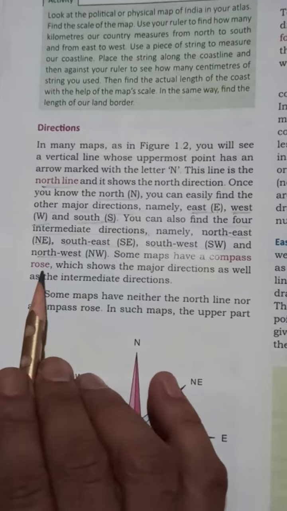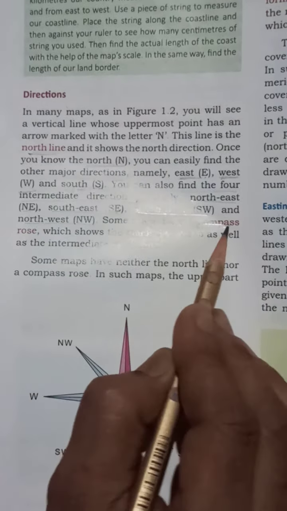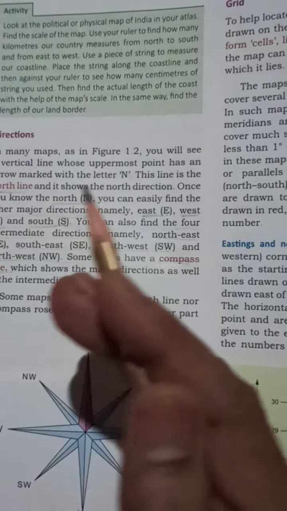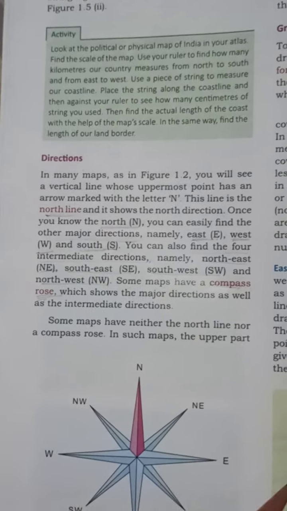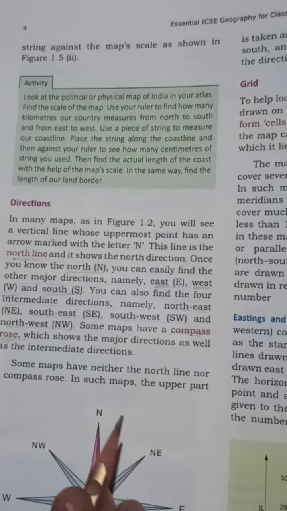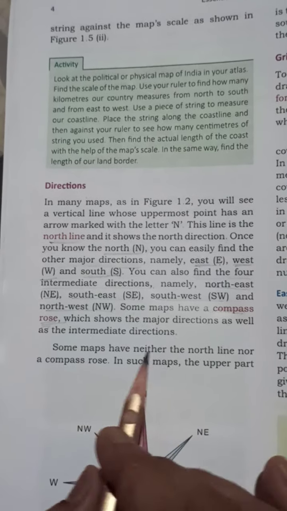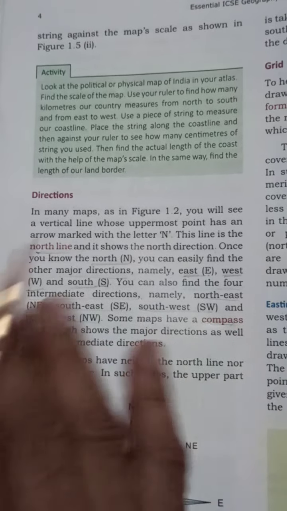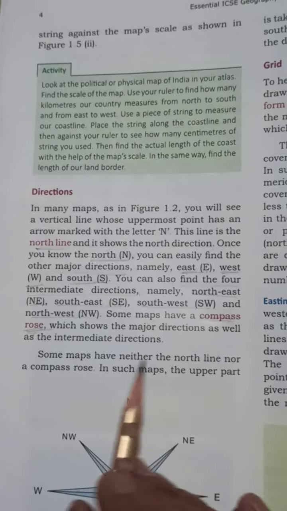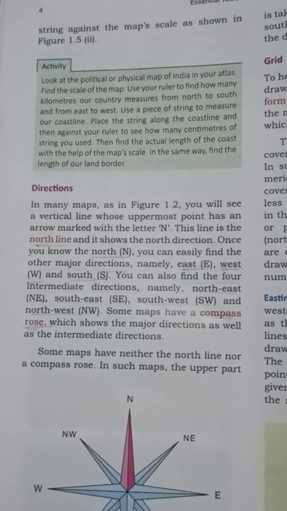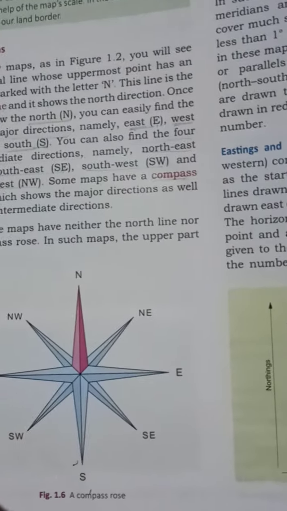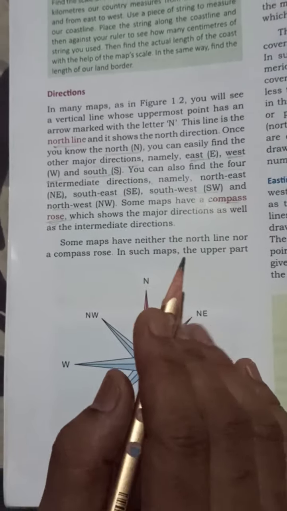Some maps have a compass rose. The compass rose shows the major directions as well as the intermediate directions. Sometimes it is called a wind rose or rose of the winds. It is a figure on a compass, map, nautical chart or monument used to display the orientation of the cardinal directions.